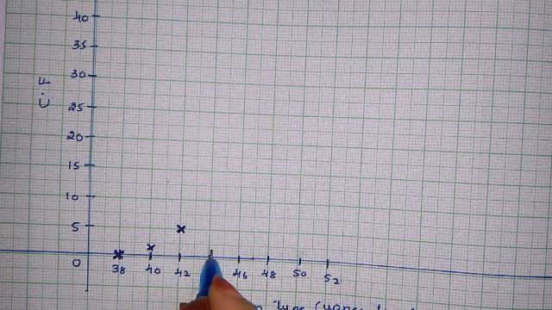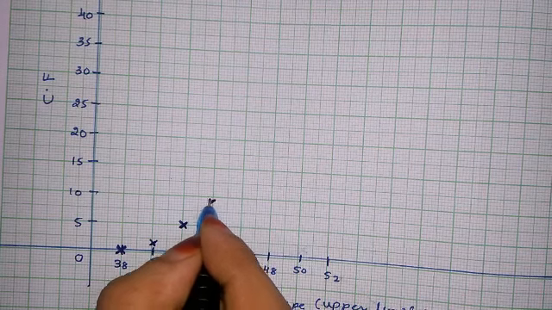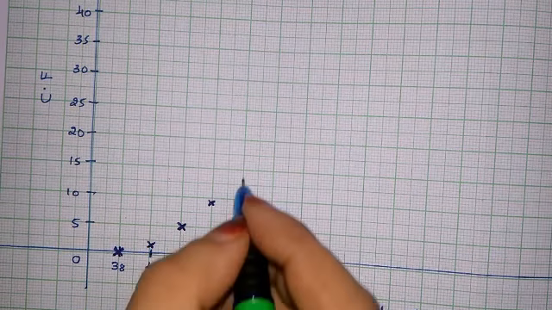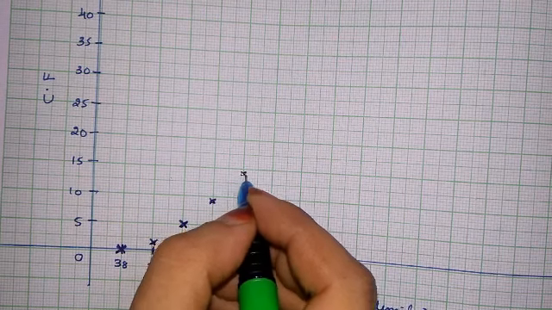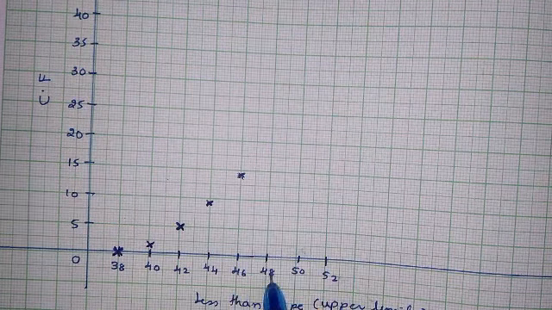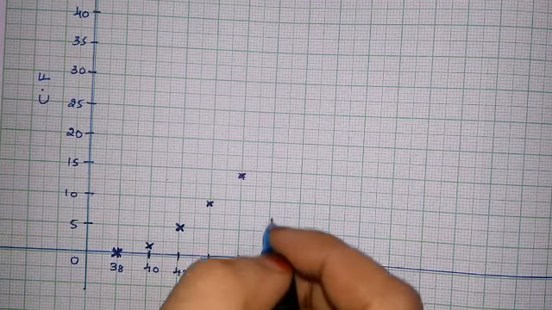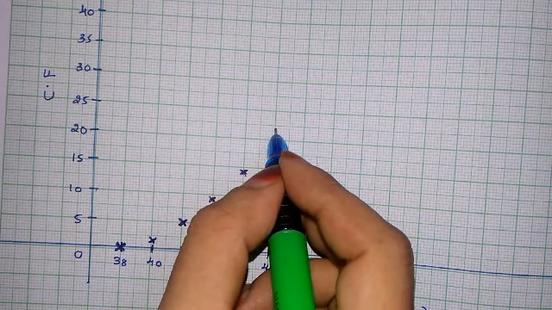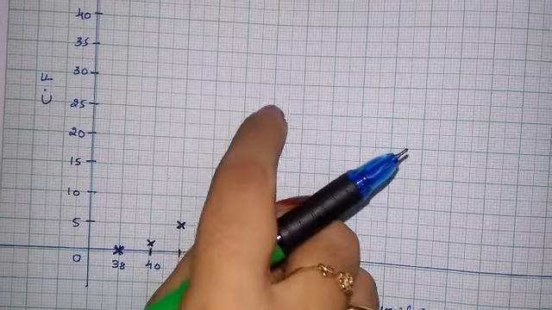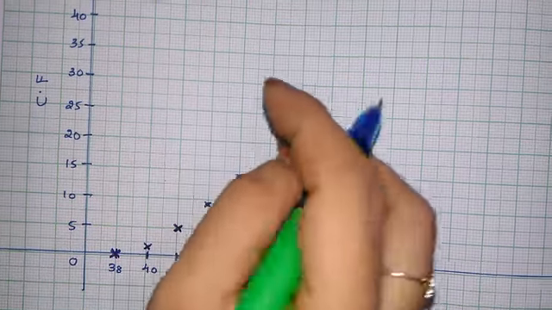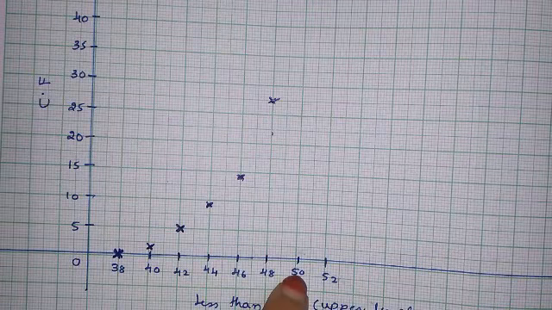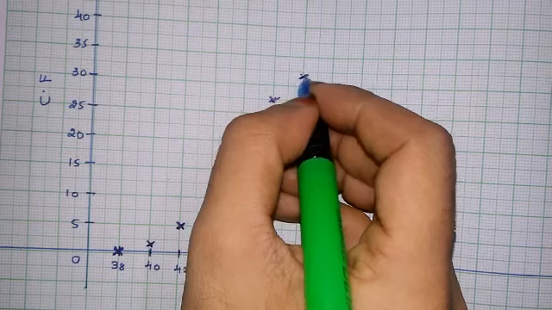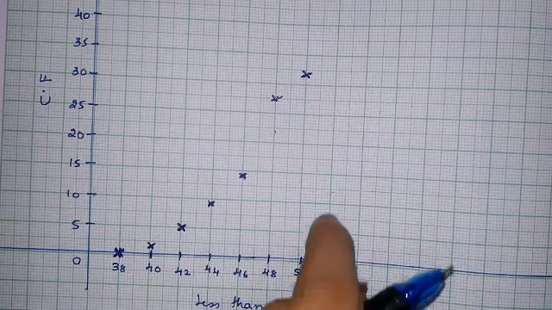44, 9. Just one line below 10. Okay. 46, 14. 15 is here, so 14 is one line before. 48, 28. 25, 26, 27, 28, it will be here. Okay. Then 50, 32. 30, 31, 32. Okay. Then 52, 35.